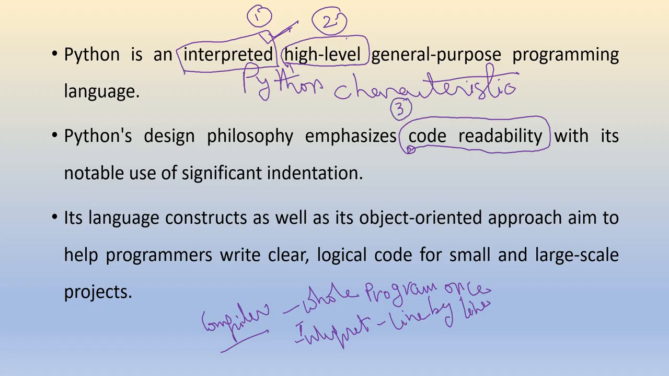So what is code readability? Each and every learner who is going to learn Python can easily grasp the code. That is code readability. It is one of the good characteristics of Python. This code readability is helped by the fourth concept, which is called indentation. So what is the meaning of this indentation?